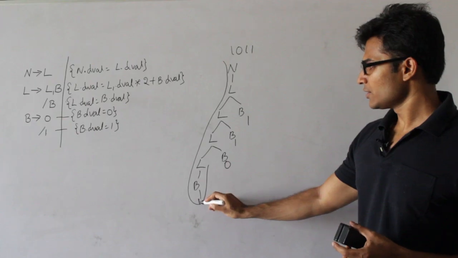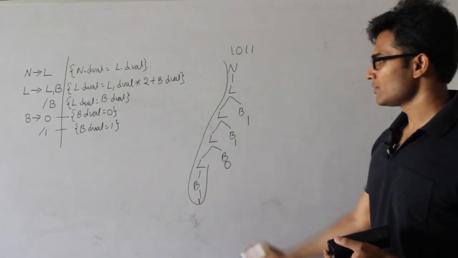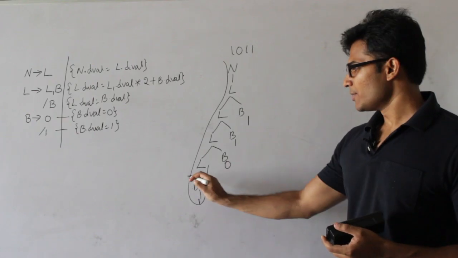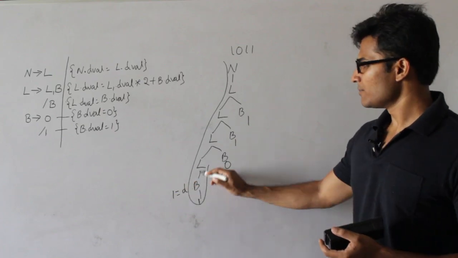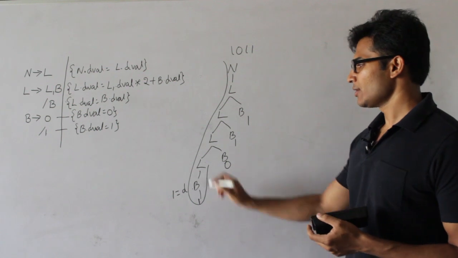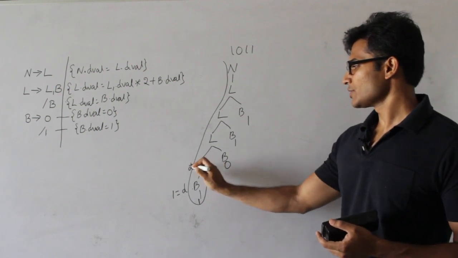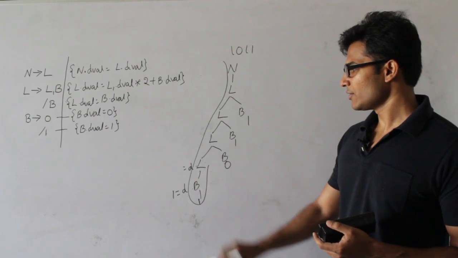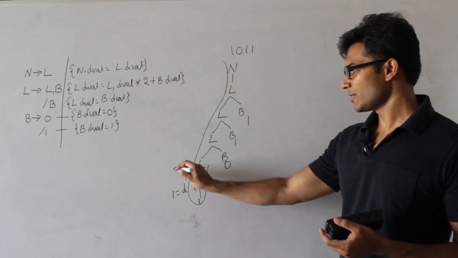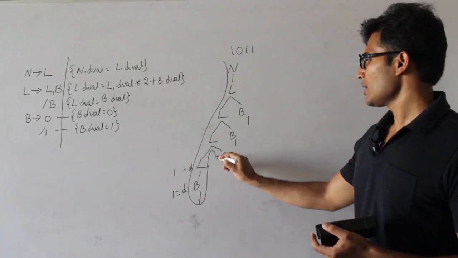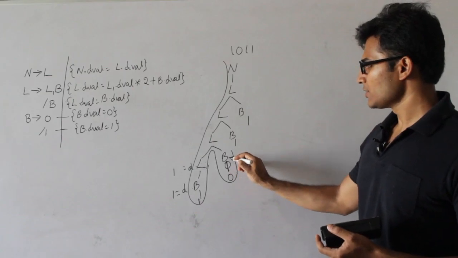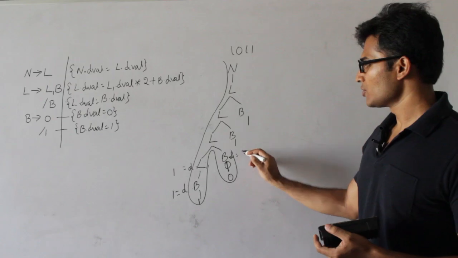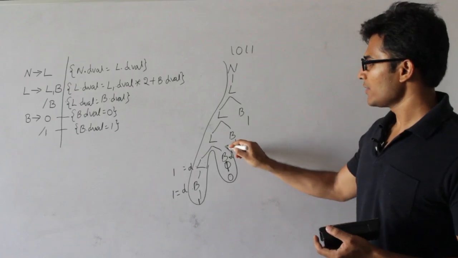and 1 is reduced to bit. Then what is the value associated with this? Bit dot decimal value is equal to 1. And next bit is reduced to L. Then what is the decimal value associated with L? L dot decimal value equal to B dot decimal value, which is nothing but 1. And again there is reduction. 0 is reduced to B. Then B dot decimal value equal to 0.